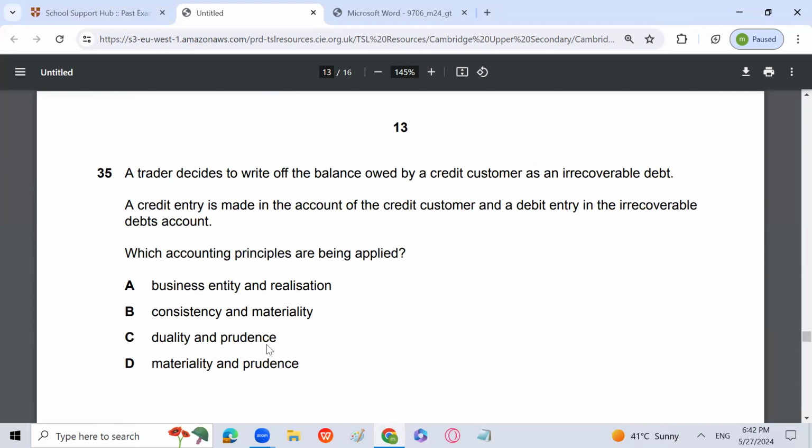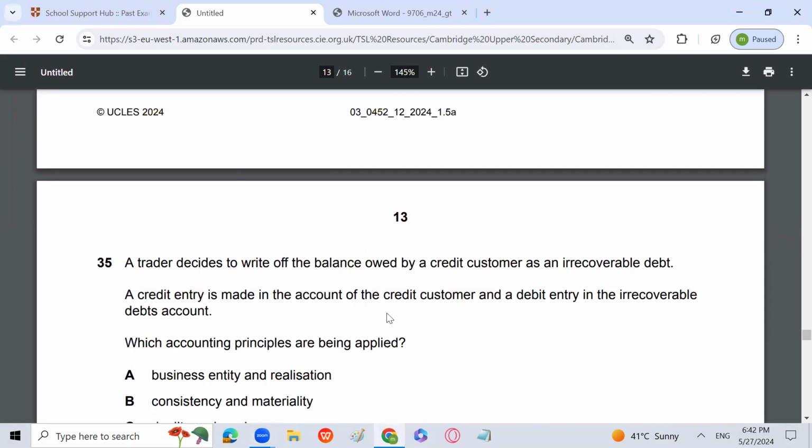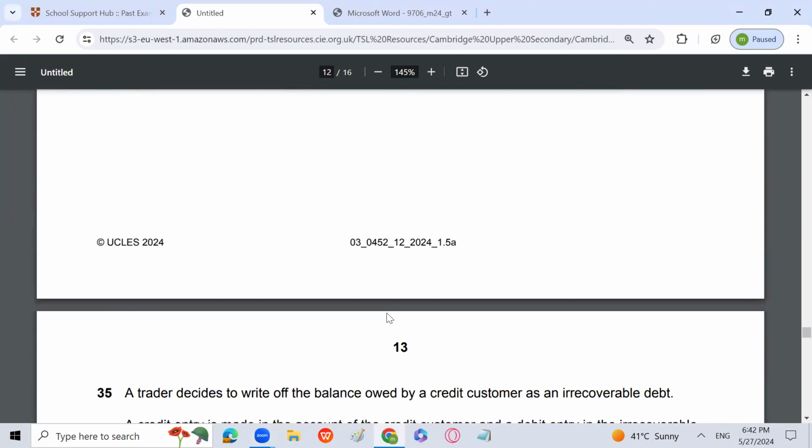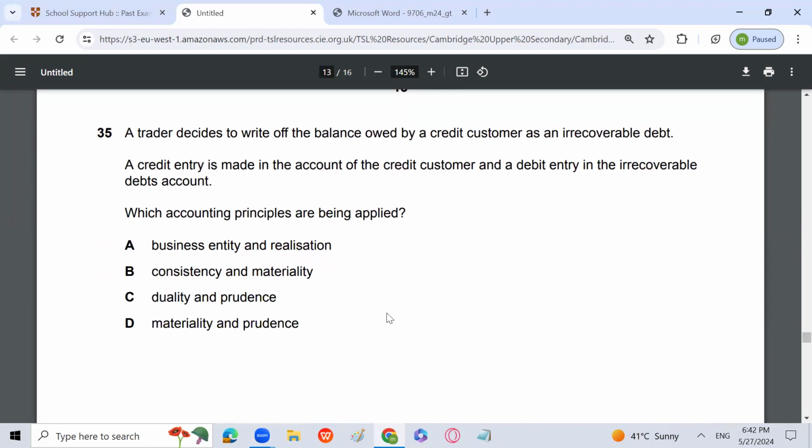That's why they will treat it as an expense rather than as an asset. A trader decided to write off the balance owed by a credit customer as an irrecoverable debt. A credit entry is made in the account of the credit customer and a debit entry in the irrecoverable debt account. That means you have passed the entry of bad debts to trade receivable. Which accounting principles are being applied? Materiality and prudence, duality and prudence, consistency and materiality, business and relation. Which will it be? Anyone who can tell me? Prudence. Exactly. The answer is basically duality and prudence.